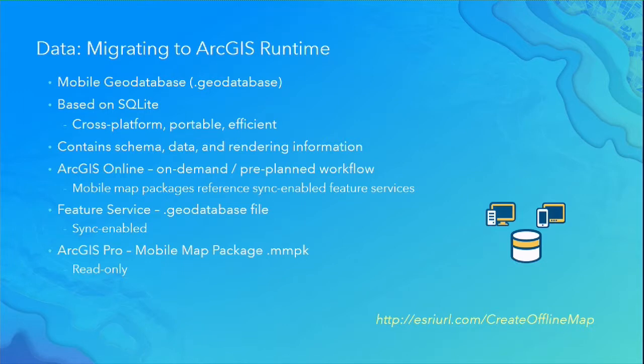And then if you create a mobile map package with ArcGIS Pro, that will contain a mobile geodatabase for any of the feature data that you had in that map. And in that case, from ArcGIS Pro, it's currently read-only. And there's a link on the bottom right-hand corner there, esriurl.com/create offline map. And that's an excellent guide topic within our documentation that discusses all of the considerations about working with offline maps in the ArcGIS Runtime.